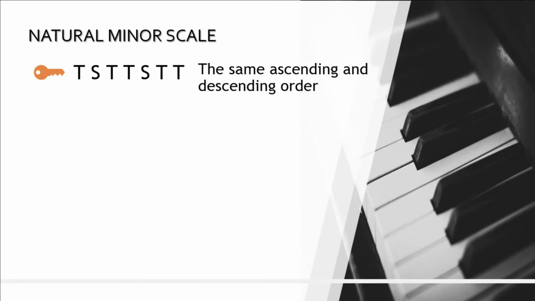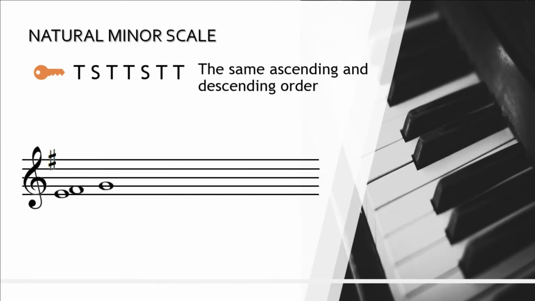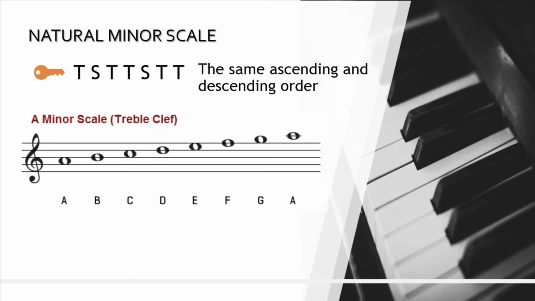Note that the natural minor scale follows the notes set out in the key signature for the scale without any changes. Now let's look at the scale of E minor. The scale uses only 1 sharp as the relative minor of G major. Now you observe that the ascending order is the same as the descending order of the notes of the E minor scale. Let's take another example, the A minor.